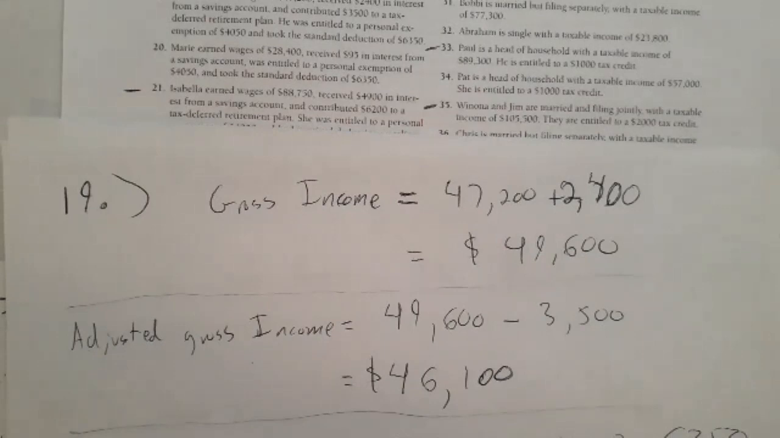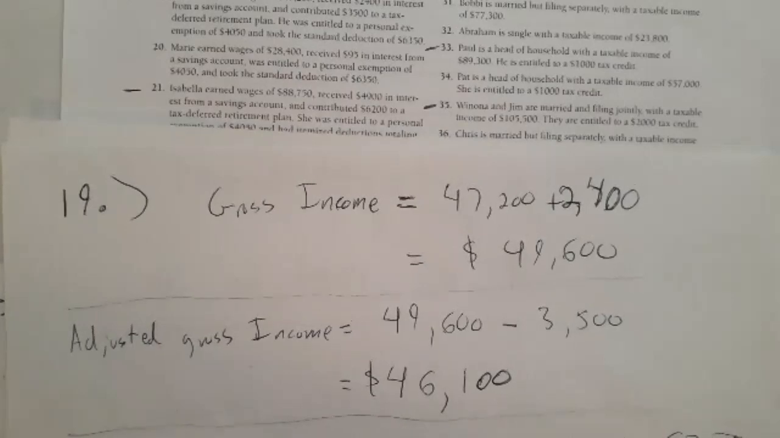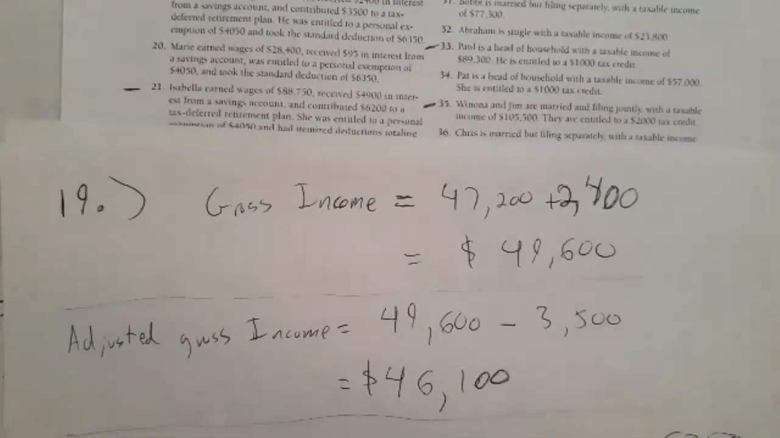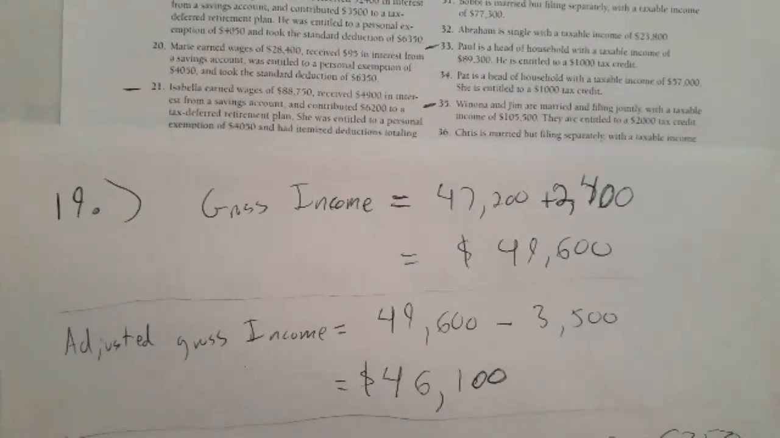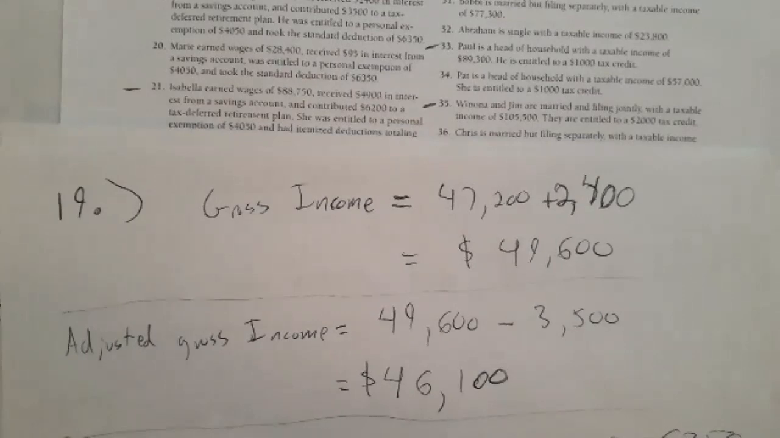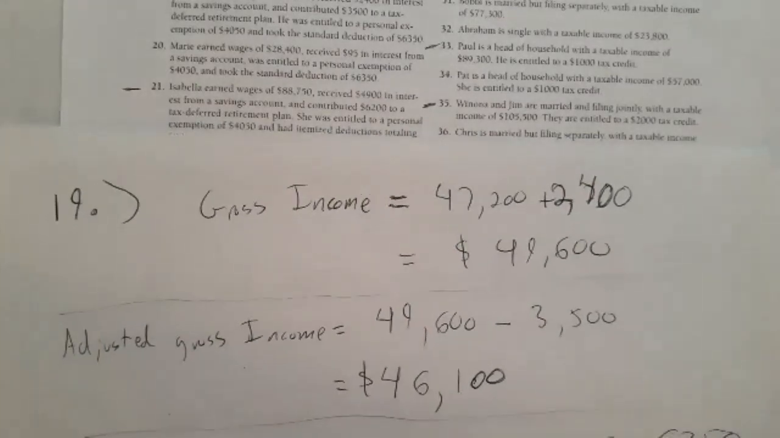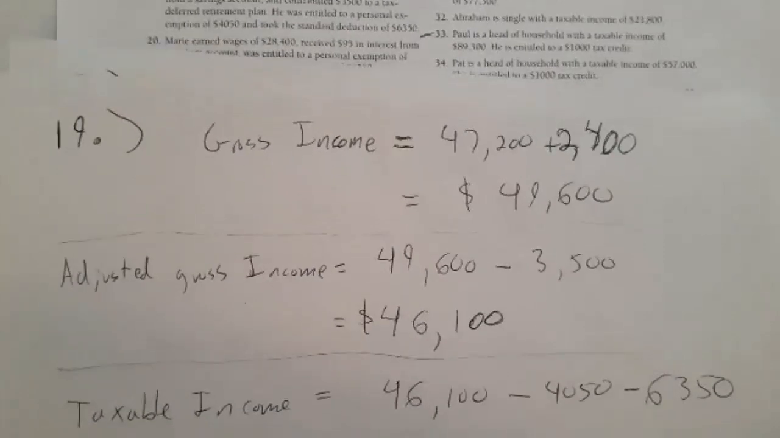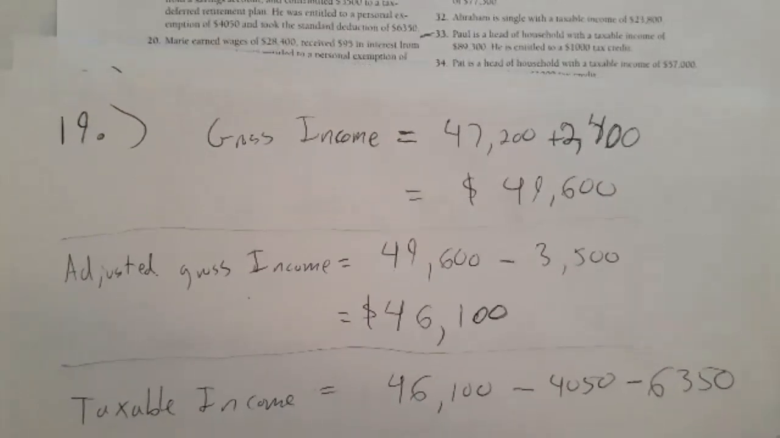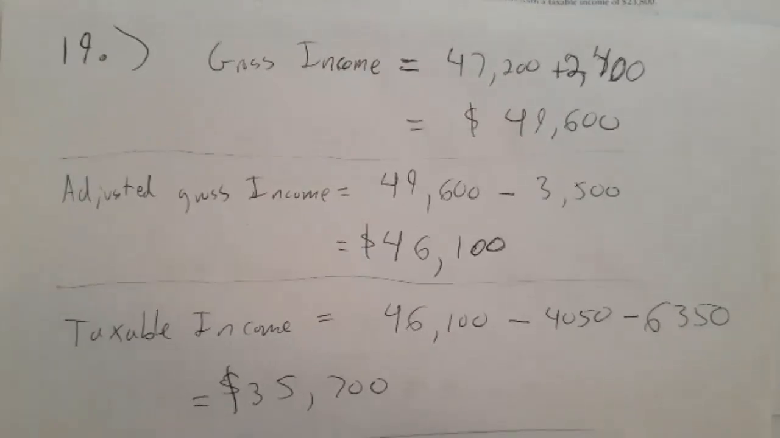Wouldn't that be added back on? So it would only be 4,050 or 6,350 minus 4,050, and then whatever the product of that is. No, we're taking 46,000, and we're taking both of those numbers off. Those are both coming off of this adjusted gross income, so it should be subtracting both of those. If we want the taxable income, we have to subtract both of those.